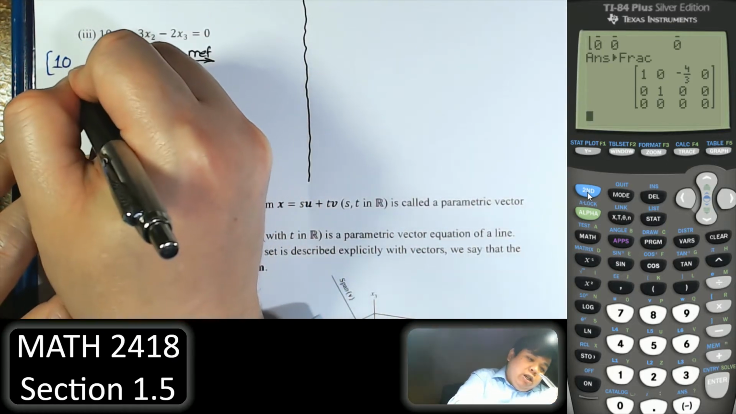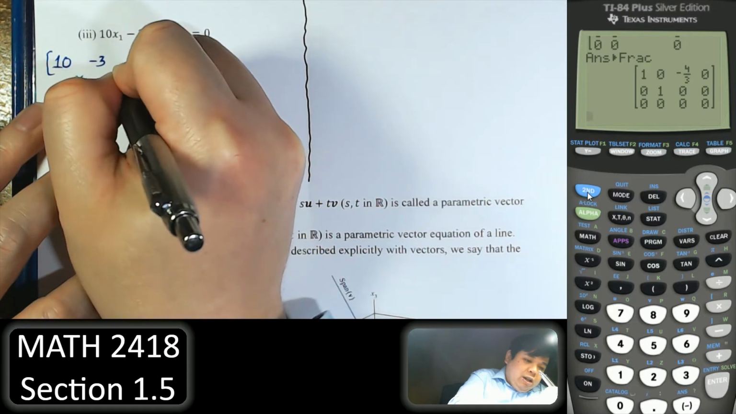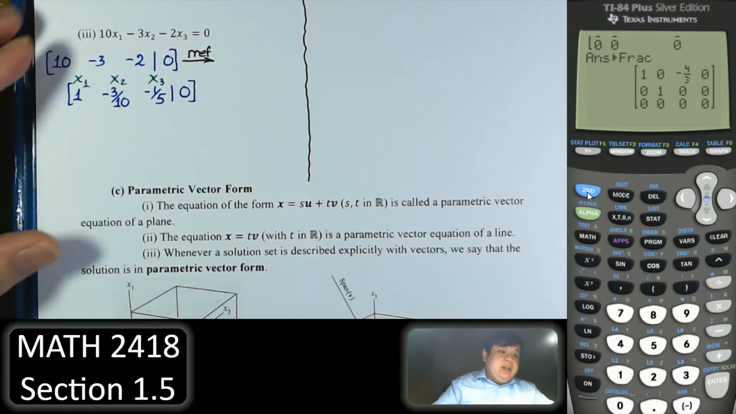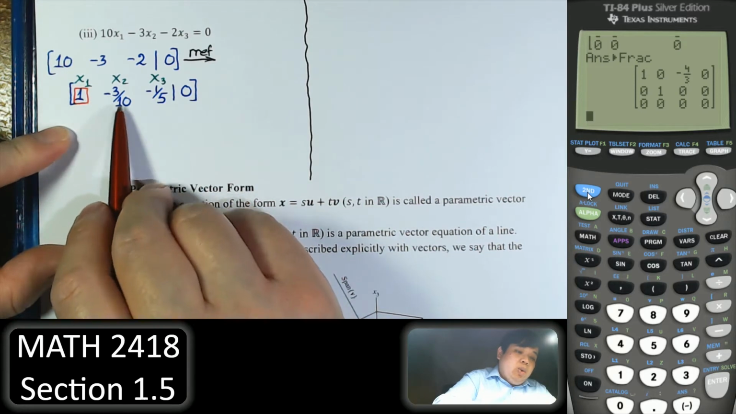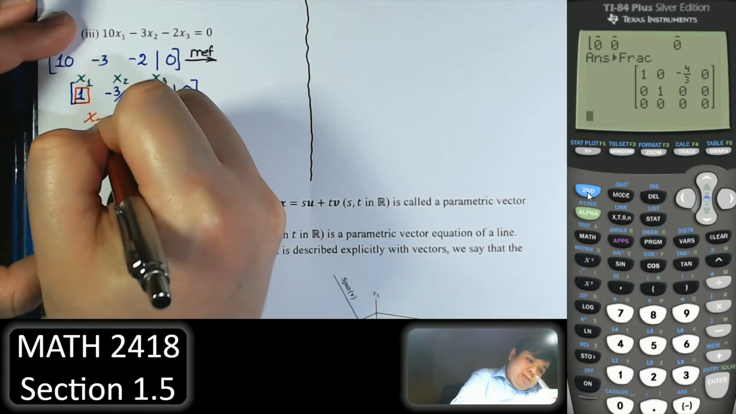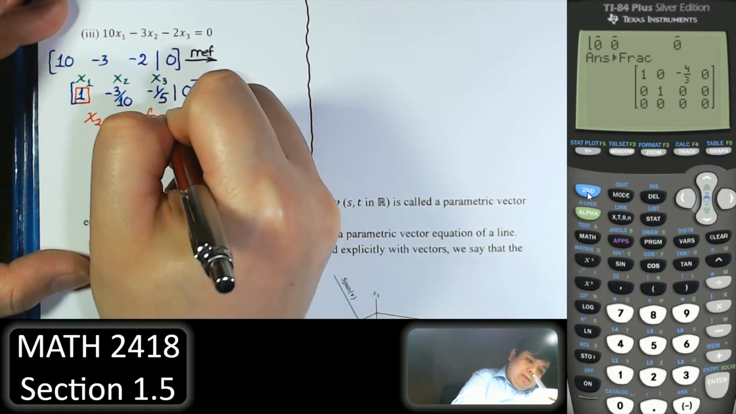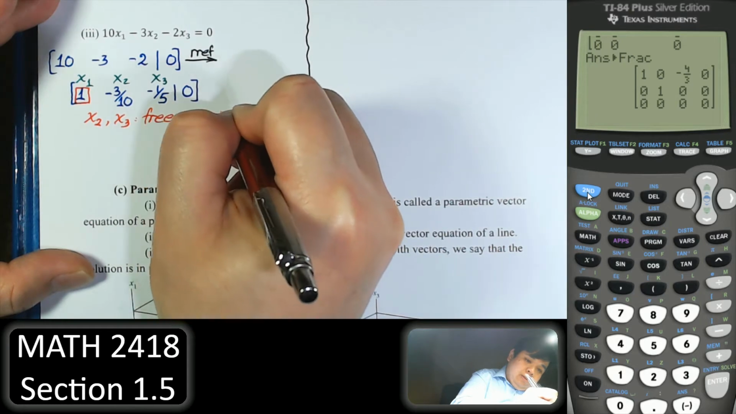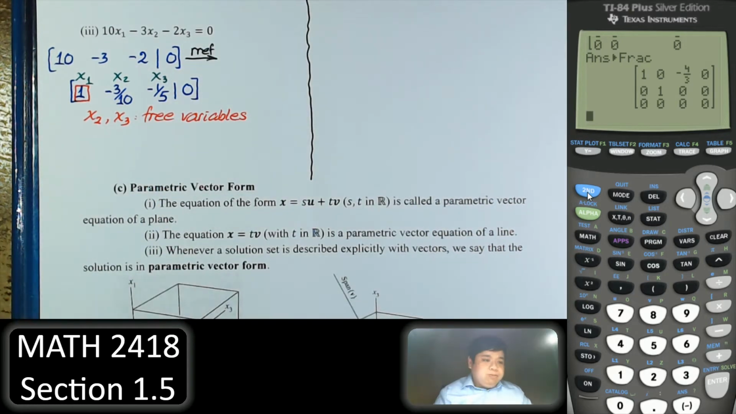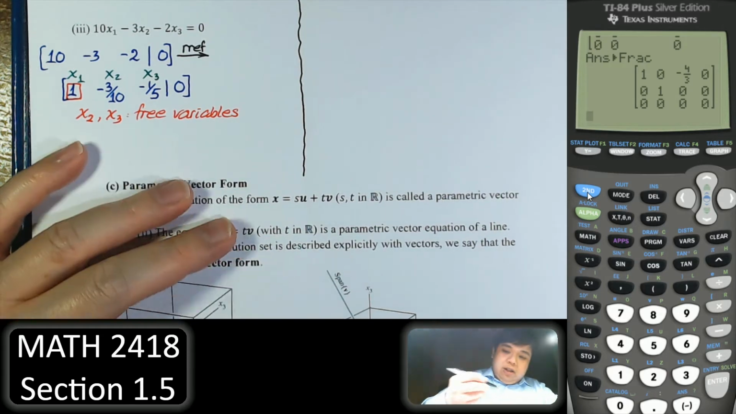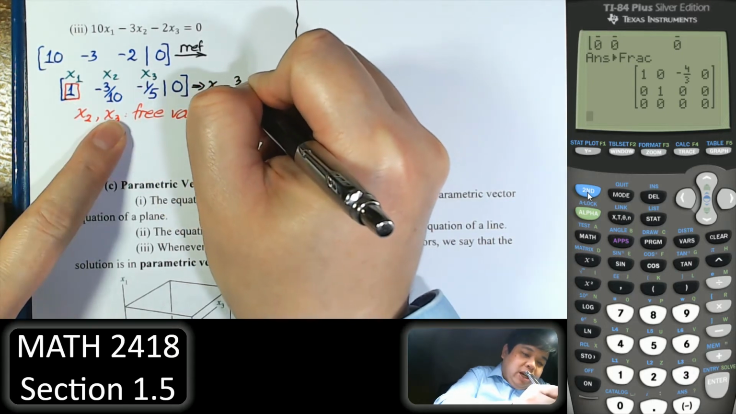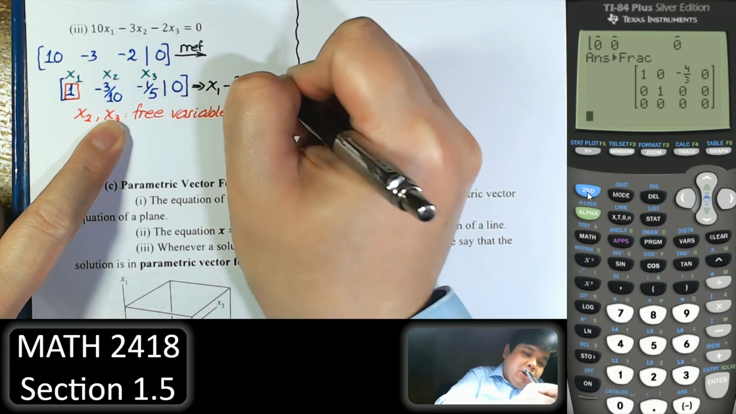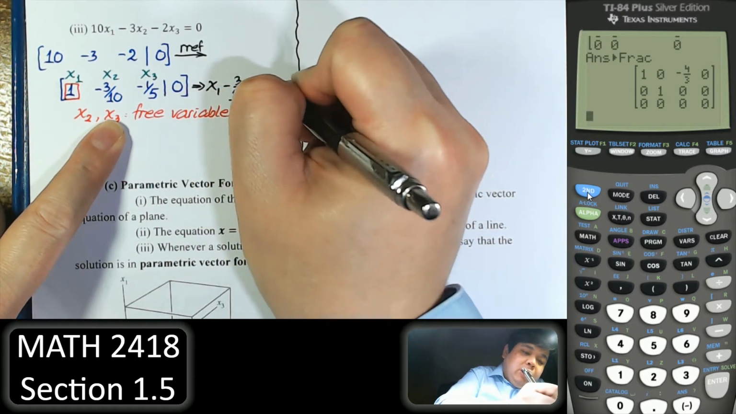Once again, corresponding to the first column is x1, x2, and x3. And we see here, we only have one pivot, and that is on x1. So in this case, x2 and x3 are free variables because they don't have a pivot in those columns. We can rewrite the equation as x1 minus 3/10 x2 minus 1/5 x3 equal to 0.